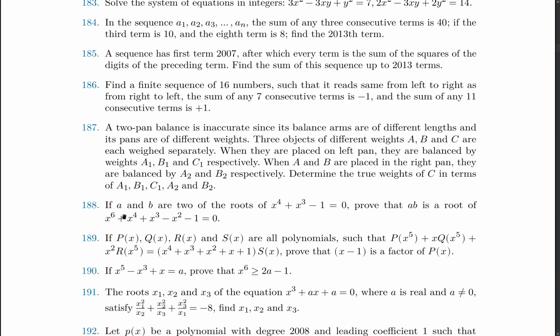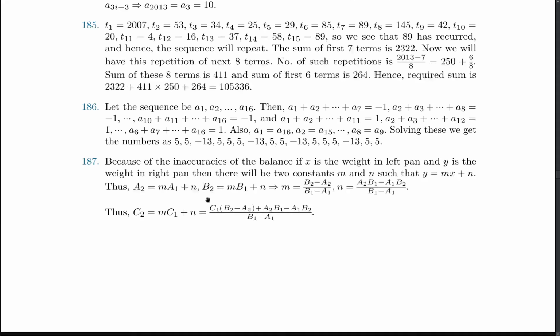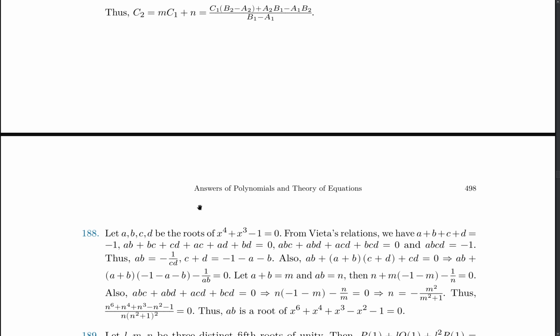Question 188 says that if A and B are 2 of the roots of x to the power 4 plus x cube minus 1 is equal to 0, prove that AB is the root of x to the power 6 plus x to the power 4 plus x cube minus x square minus 1 is equal to 0. So it's a simple matter of weights and terms relation. So we take A, B, C, D as roots. Then from the relationship of roots, we have A plus B plus C plus D is equal to -1, that is the coefficient of x cube by coefficient of x4 and negative of that.